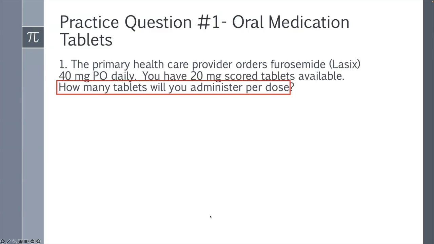It won't always be the last sentence. Sometimes it'll be in the middle. Sometimes it'll have a question mark at the end. Sometimes it'll just be a statement. Here it says, how many tablets will you administer per dose? That is exactly what I'm going to look for in this problem.